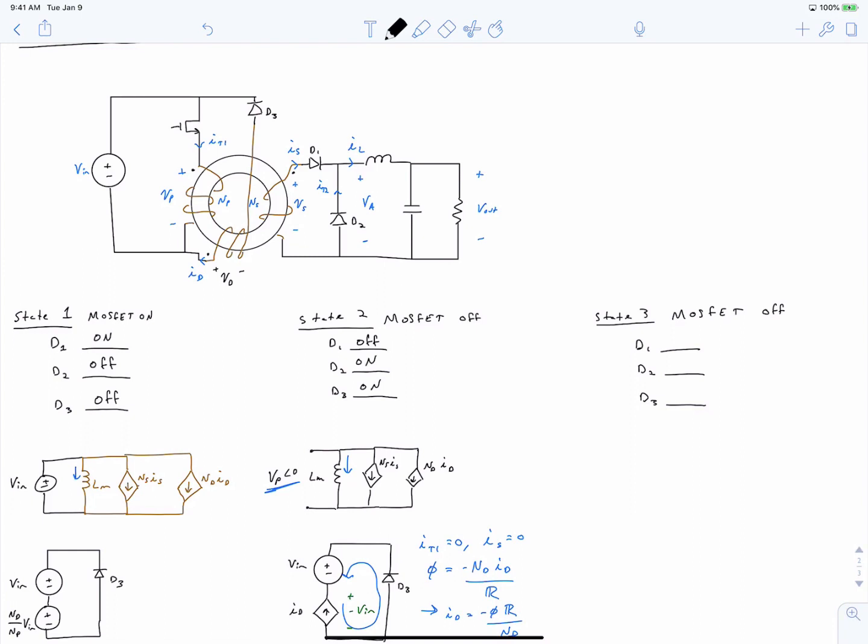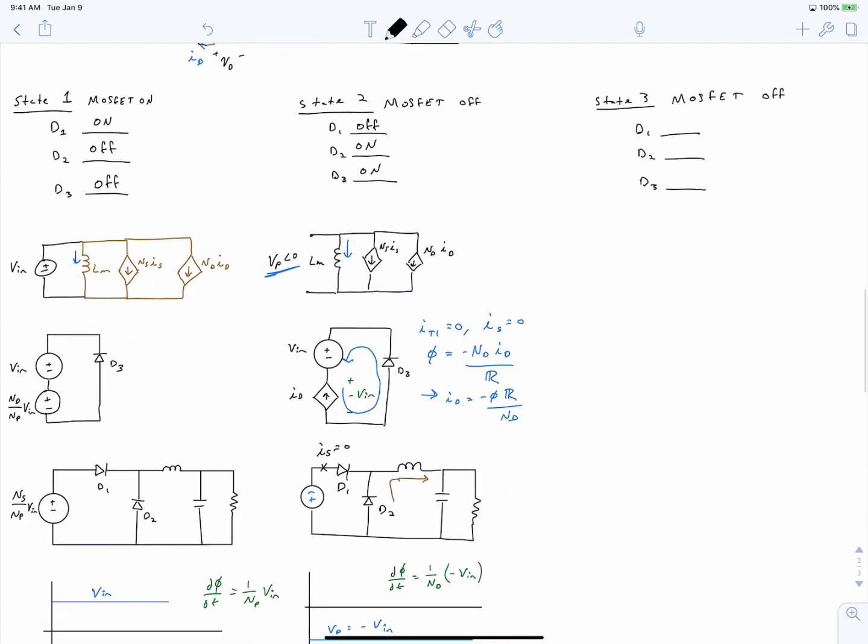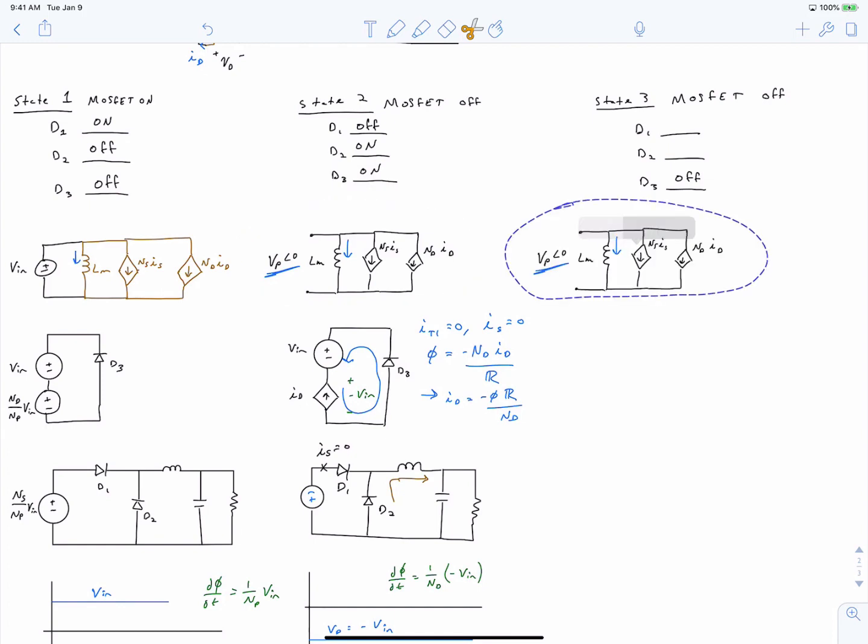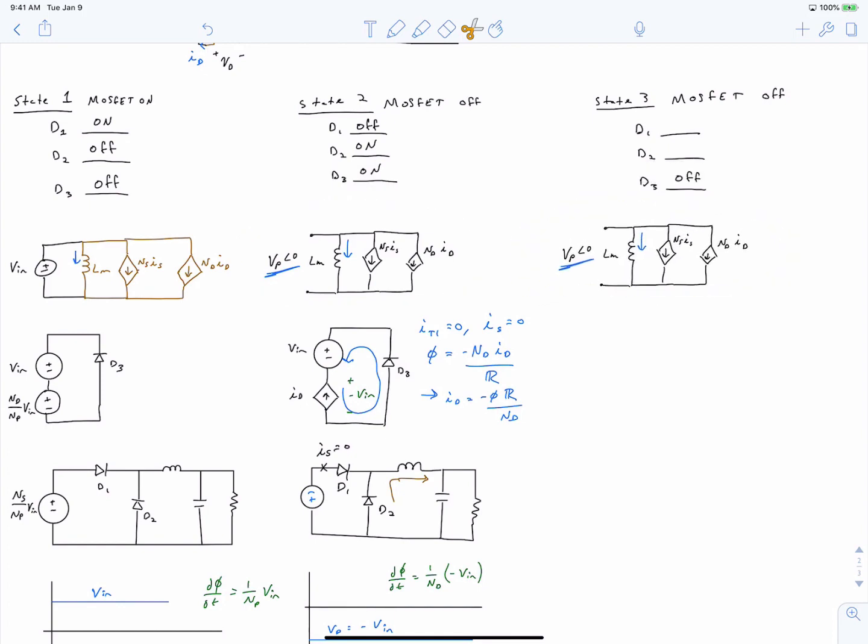Next, state 3. The MOSFET remains off, but now we've just concluded that diode D3 has turned off because our core is demagnetized. And we can again draw our equivalent circuits. So nothing has changed with regards to the primary side equivalent circuit, except that there's no action in our core anymore. The core is completely demagnetized, so the voltage across our primary terminals is now just equal to 0 volts. That is, we actually have no magnetizing current left either.